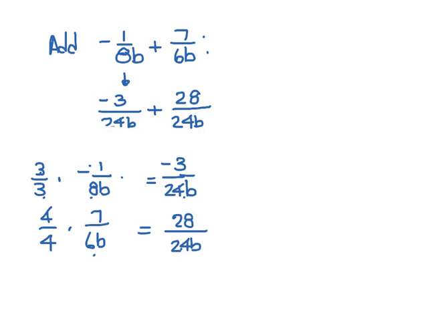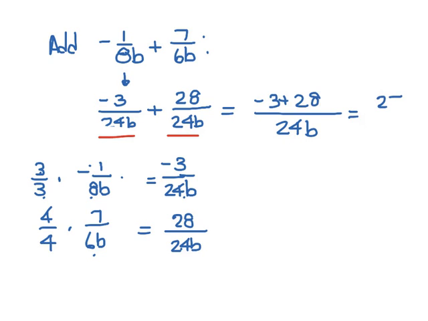So that means we can just go ahead and put everything over the same denominator. We've got 24b here, and we simply have a negative 3 plus 28, and then we have 25 over 24b. And that's our answer.